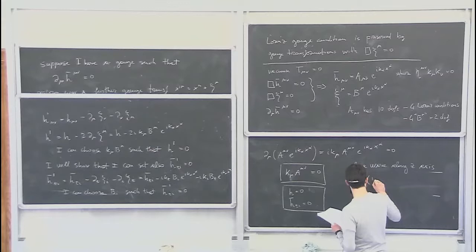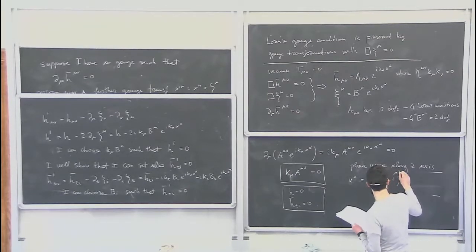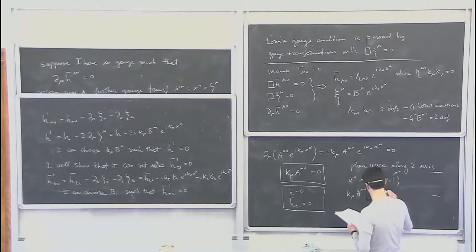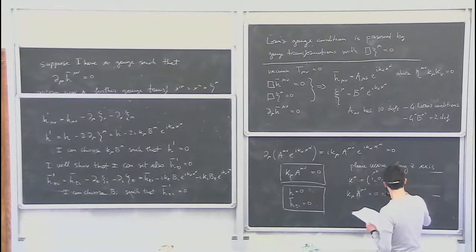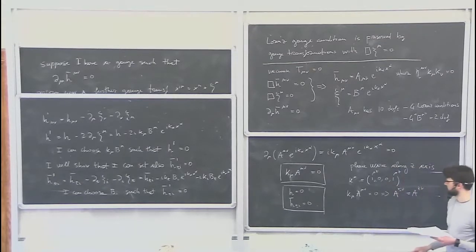It will be 1, 0, 0, 1. So this is the t component, and this is the z component. So in particular, k mu a nu nu equals 0 implies that a t nu must be equal to a z nu.